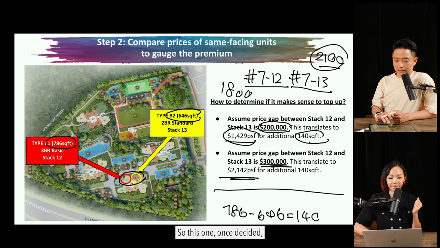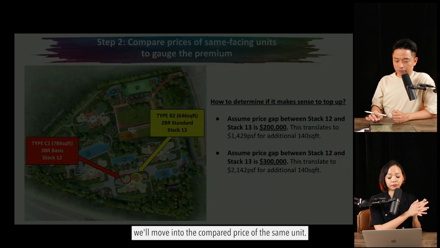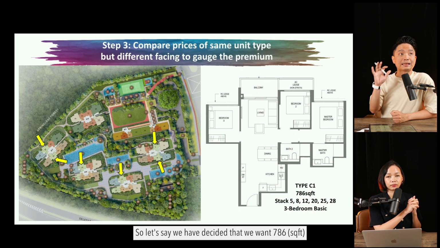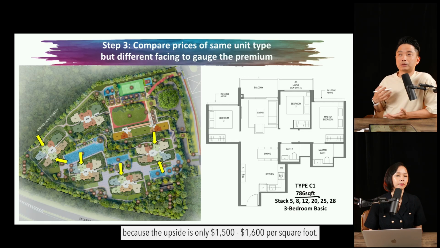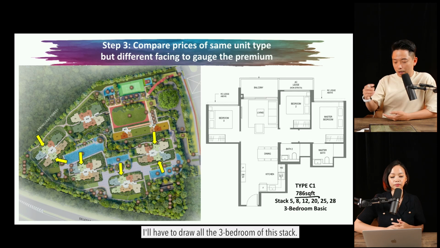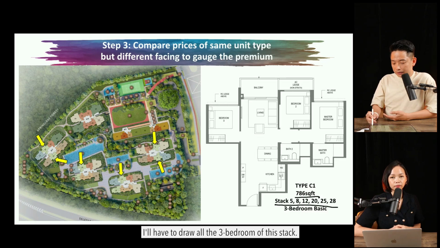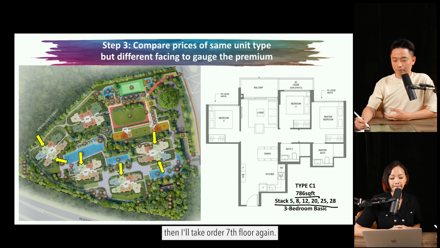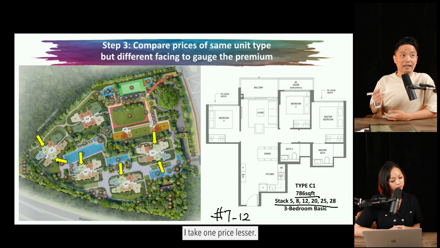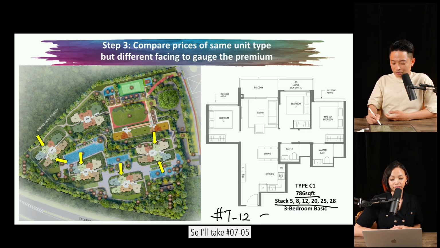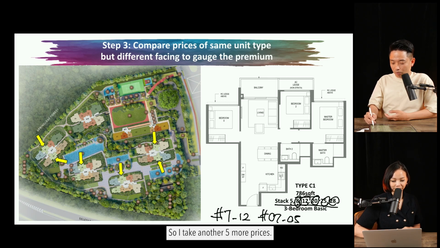So once that is decided, step 3, we will move into comparing the price of the same unit. Let's say we have decided that we want 786 because the upsize is only 1,500, 1,600 per square foot. I will have to draw up all the 3 bedrooms of this stack: stack 5, 8, 12, 20, 25, 28. I want to take out all of these, then I will take all the 7th floor again. Why 7th floor? Because I already got 0712, so I take one price less. So I will take 0705, 0708, 0712, 0720, 0725, 0728. So I take another 5 more prices.